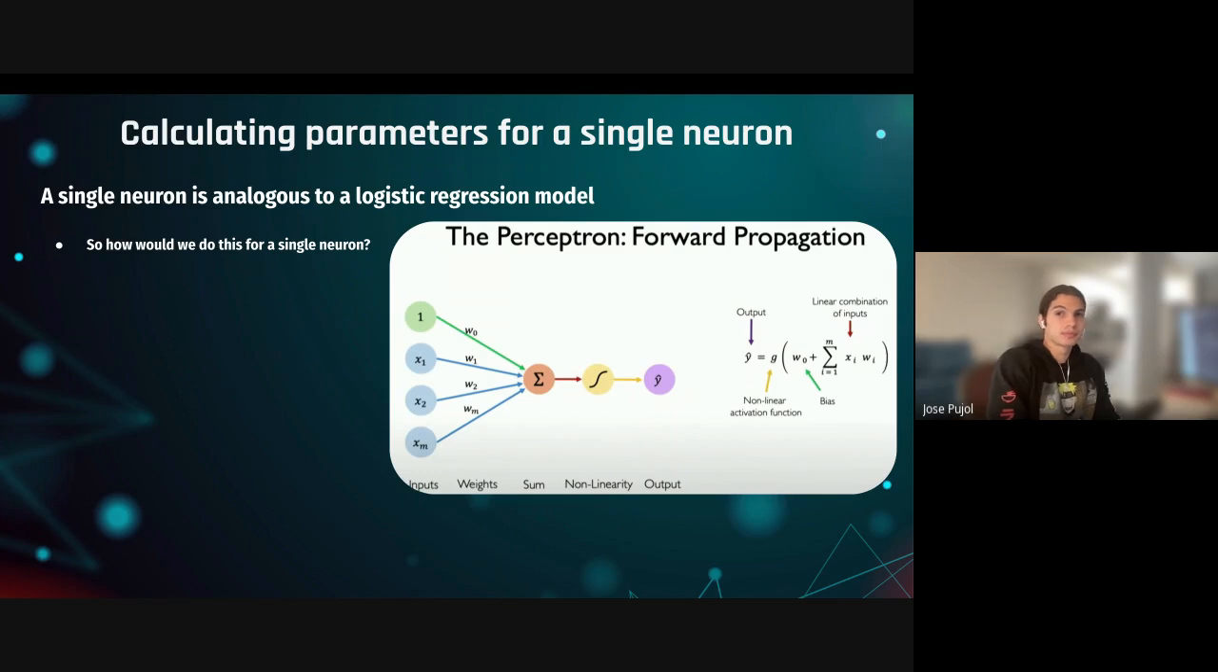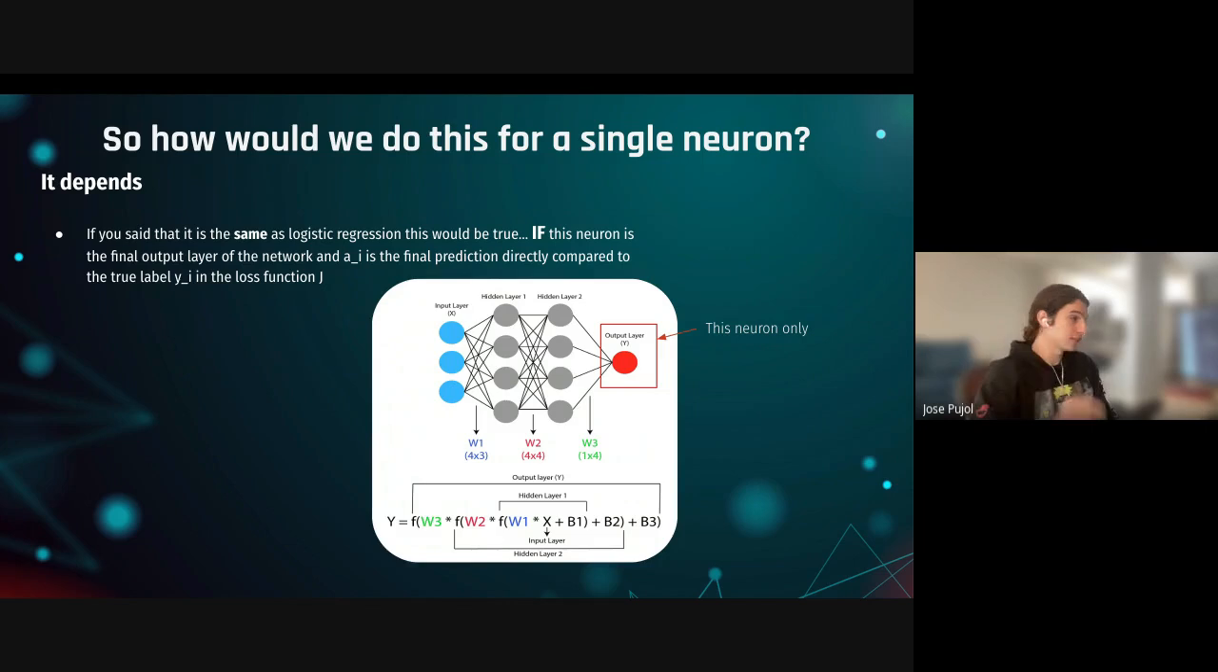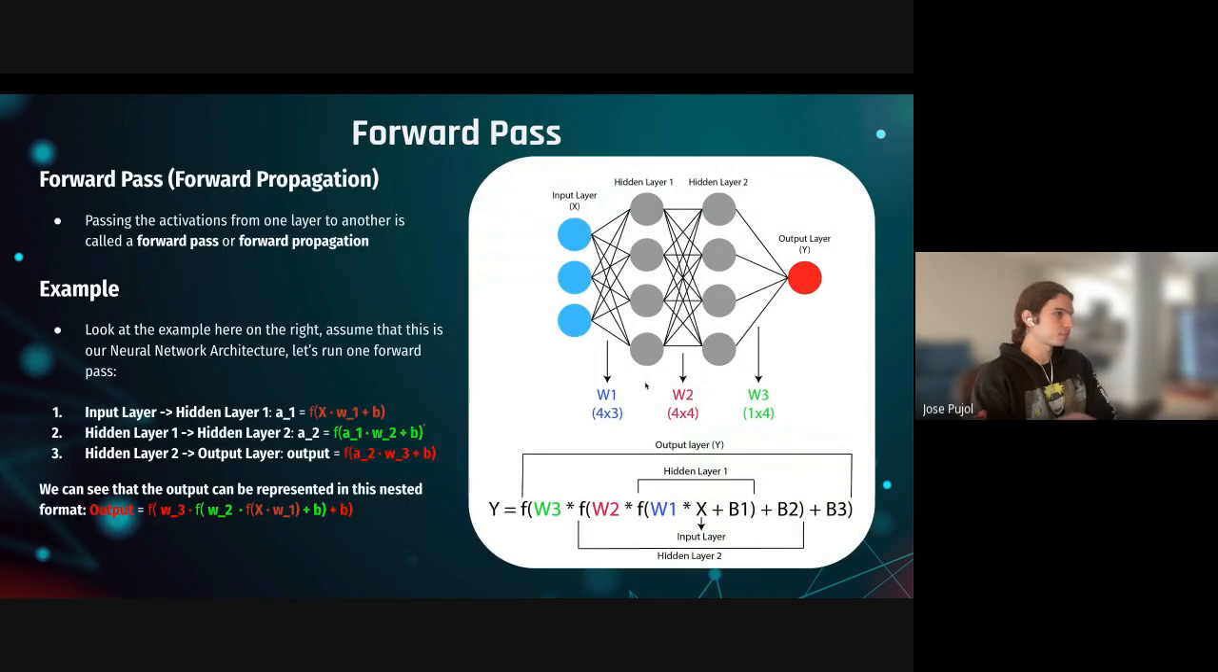Maybe? No? Okay, I'll just tell you. It depends. If you said that you could do it the same way as logistic regression, you would be right if it was in the output layer. But how would you calculate it for a neuron that is not in the output layer? What if it's in a hidden layer?